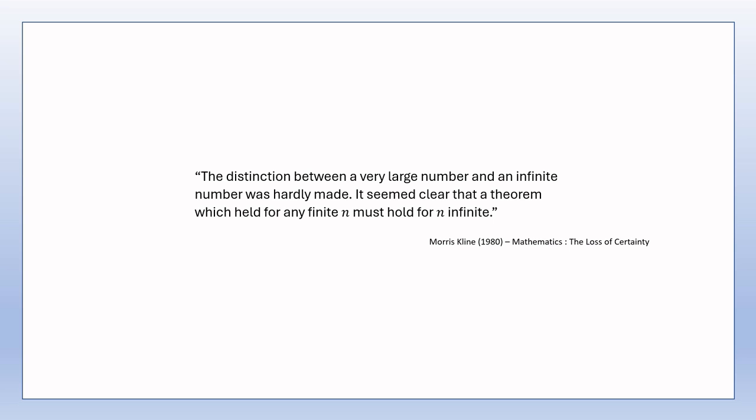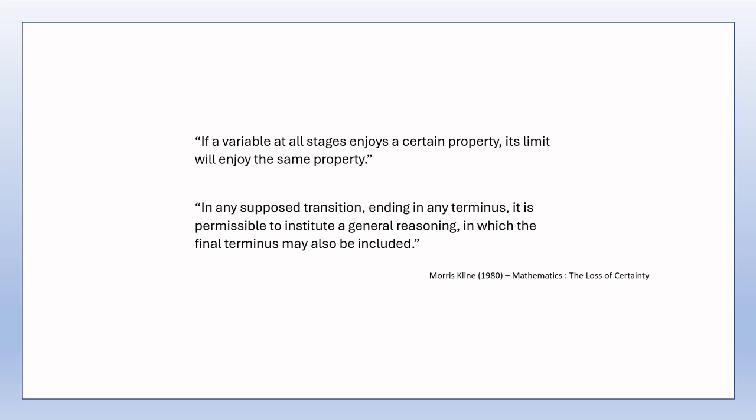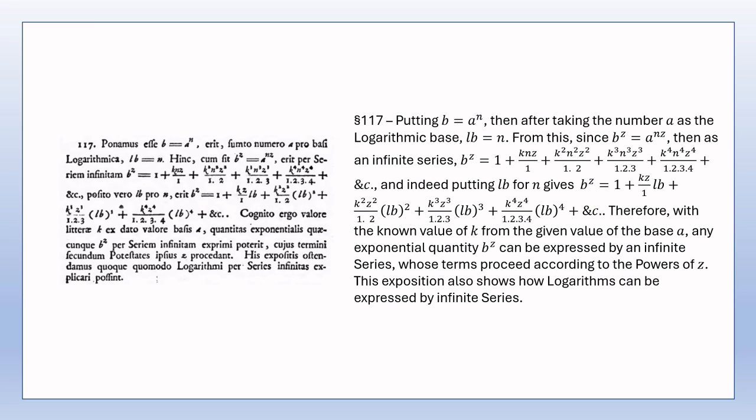Klein describes a principle called the law of continuity, which Leibniz explains as follows: "If a variable at all stages enjoys a certain property, its limit will enjoy the same property." Or alternatively, "in any supposed transition, ending in any terminus, it's permissible to institute a general reasoning in which the final terminus may also be included." Of course, this principle is not considered valid in modern mathematics, and there's nothing in Euler's introduction that specifically suggests that he had this principle in mind, but there are instances, as we've seen, where Euler seems to assume something along the lines of what this principle says. I don't have any specific comments to make on sections 117 and 118.